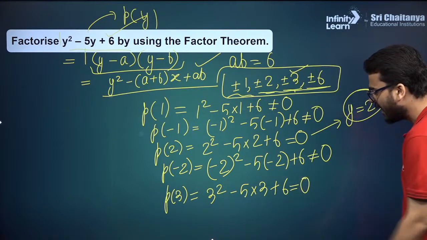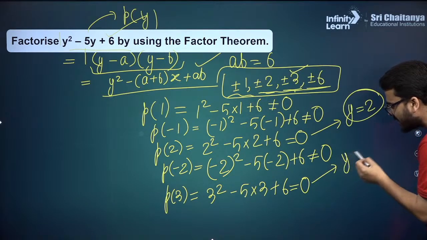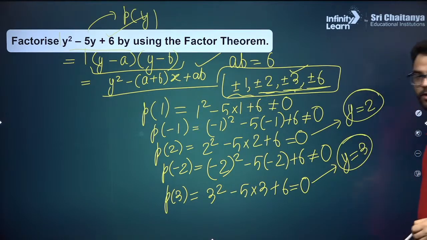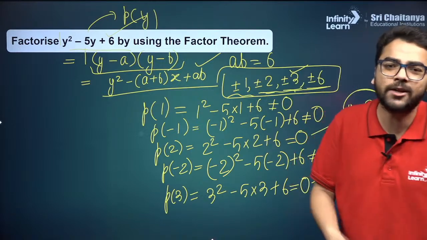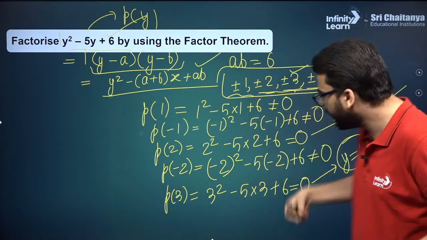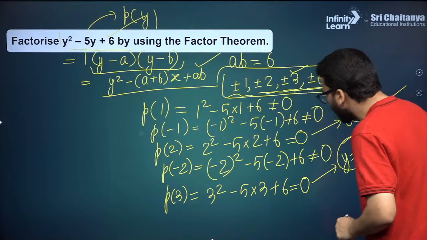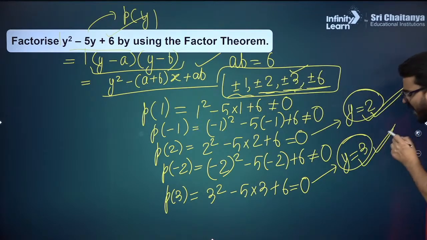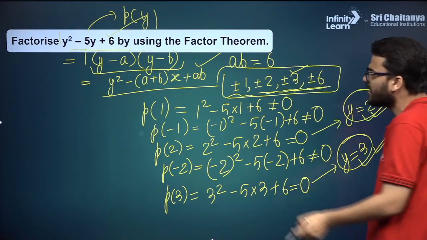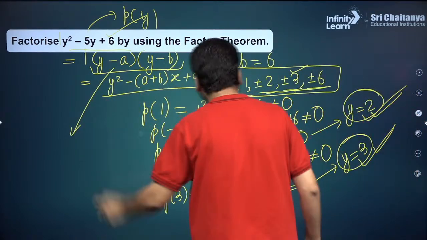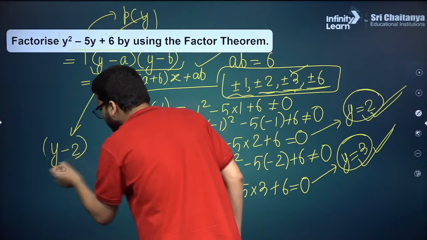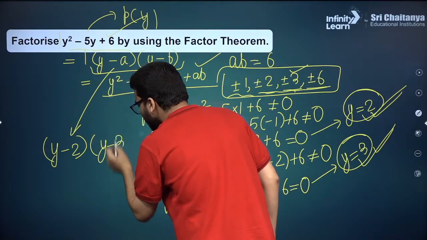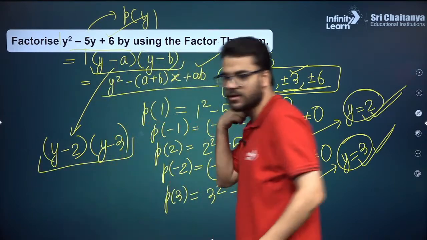So what does it mean? That y is equal to 3 is a zero of this polynomial by the factor theorem. Y is equal to 2 is a zero of this polynomial, and y is equal to 3 is a zero of this polynomial. Now do I need to check again? Tell me. We don't need to check. This is a quadratic polynomial and we have got 2 zeros of that. So we don't need to check it. So what does it mean? The zeros we have got are 2 and 3. So the polynomial over here can be represented like this: y minus 2, y minus 3. This is the required factorized form of this polynomial.